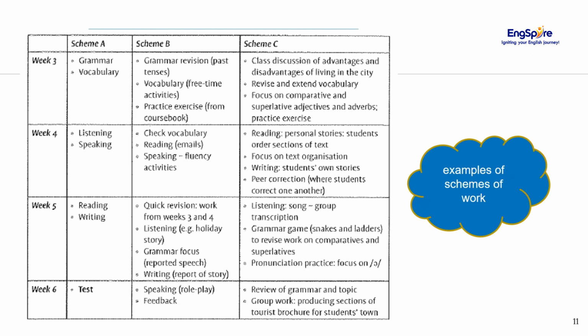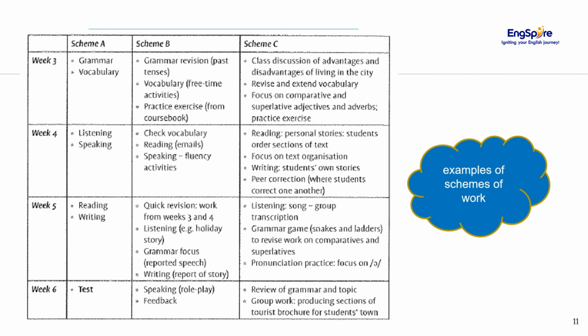Scheme C is the opposite. It gives a lot of detail. It includes class discussions, grammar points, reading tasks, writing tasks, peer corrections, games, pronunciation practice, and group work. This provides clear guidance, but it is very detailed and therefore less flexible. If students learn more slowly or more quickly than expected, it may be difficult to change the plan.